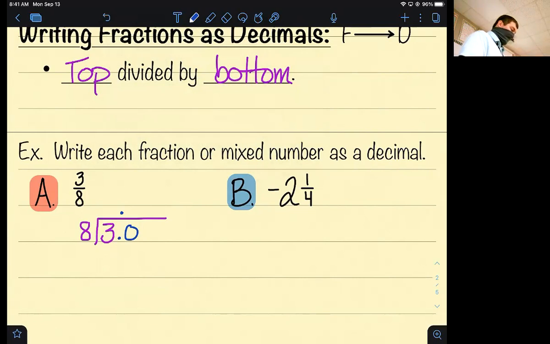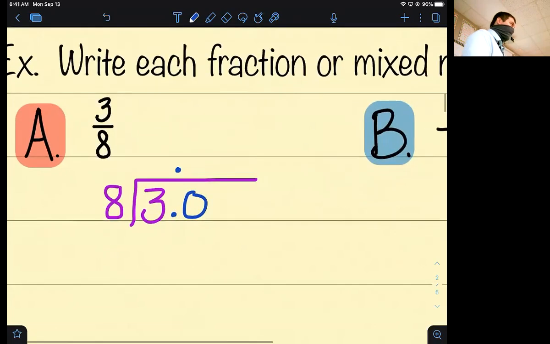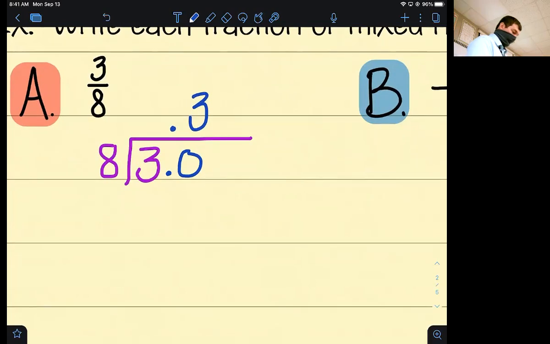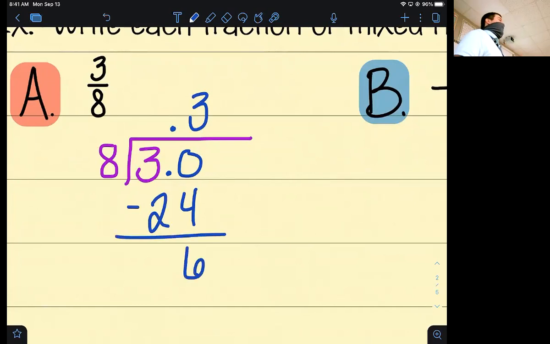Maddie Yentes, tell me how many times 8 goes into 30. It's 3. What's 8 times 3 equal to? It is 24. Yep, so we're going to subtract 30 minus 24. We're going to get a remainder of 6. I don't want to have any remainder at all. So if you get a remainder, that means we need to drop another 0 down. And we're going to make this a 60.